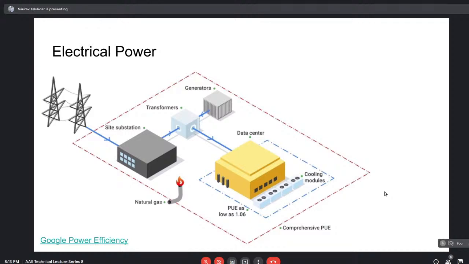Overall, what you should see here is that the electrical power coming in from the grid helps us run all the data center infrastructure, meaning it is responsible for running not only the computers and the servers, but also the cooling towers, the cooling modules, and the cooling fans as well.